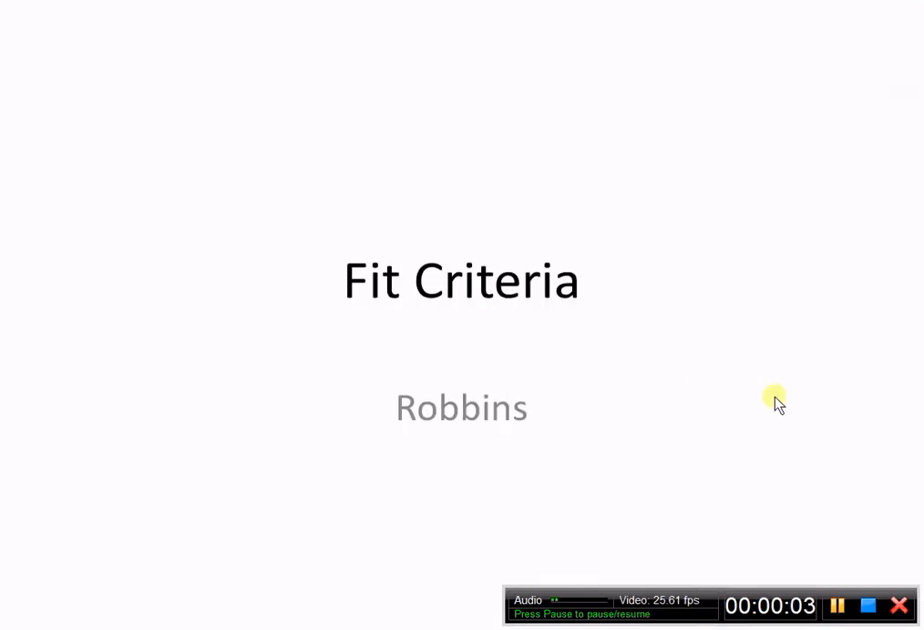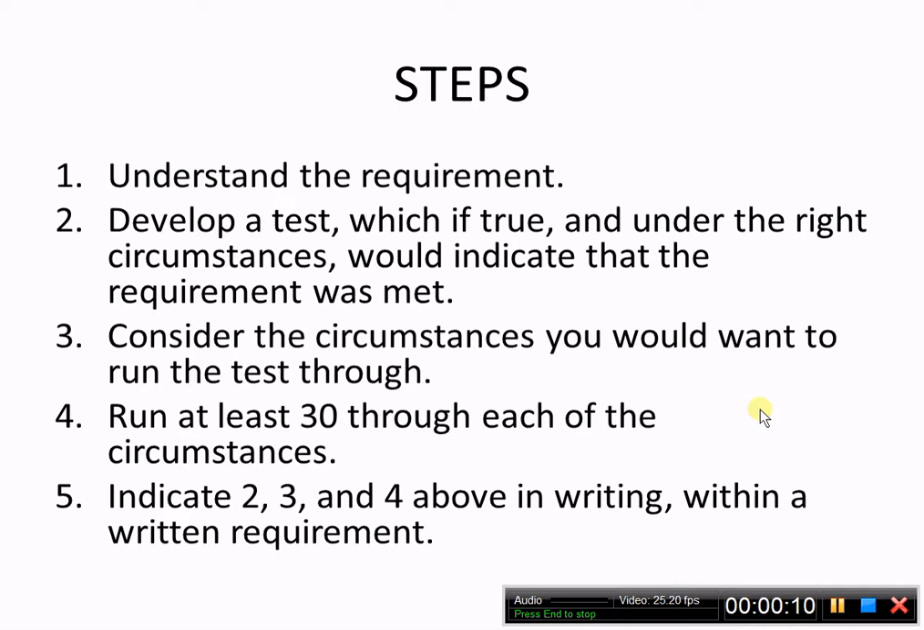This video discusses how to develop fit criteria for software requirements. The steps you work through in creating fit criteria are: understand the requirement; develop a test which, if true and under the right circumstances, would indicate that the requirement was met; consider the circumstances you would want to run the test through; run at least 30 through each of the circumstances; indicate numbers 2, 3, and 4 above in writing within a written requirement.